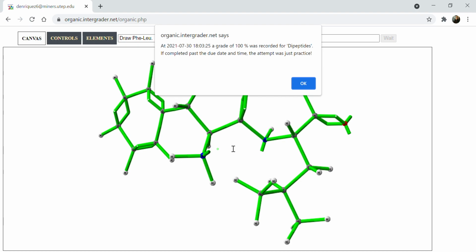Like for isoleucine, that one for sure is SS, and threonine is SR. So if you get a naming one, if you just want to see what the chiral centers are, just write them down in a notebook or on that paper if you printed it out.